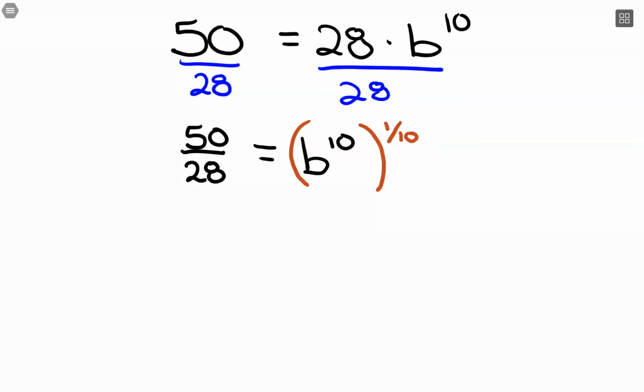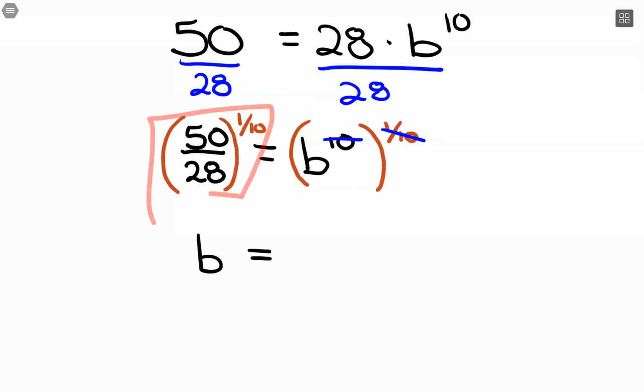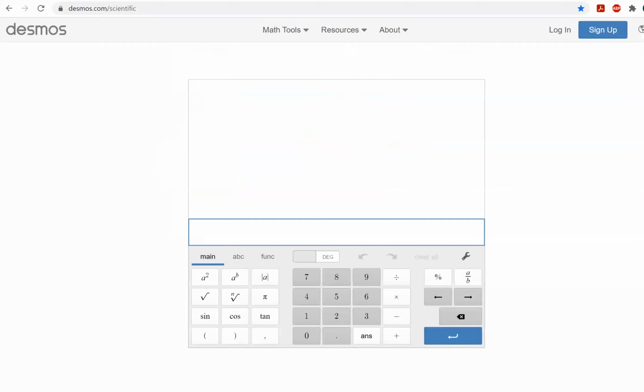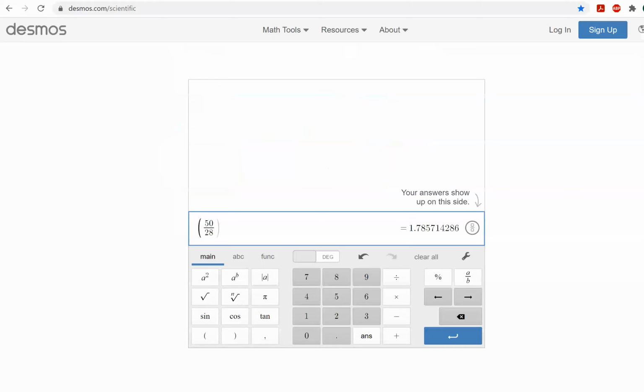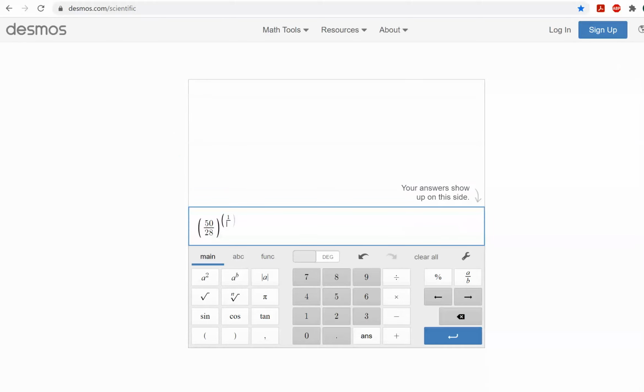Now whatever we do to one side of the equation, we have to do to the other. So what we're going to have from this is, on the right hand side, that 10 and 1/10 will just cancel out, so we'll have just b. And then on the left hand side, I need to plug that into a calculator, and then we can round it to a decimal. So I'm going to go to a calculator, and we'll have in parentheses 50 divided by 28. And then in the exponent, we'll have a 1/10.